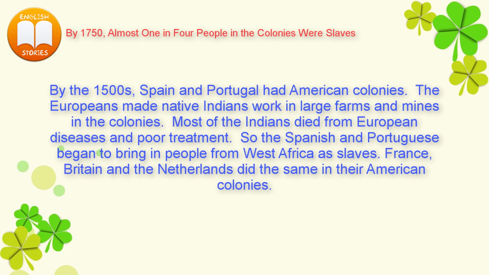By the 1500s, Spain and Portugal had American colonies. The Europeans made native Indians work in large farms and mines in the colonies. Most of the Indians died from European diseases and poor treatment. So the Spanish and Portuguese began to bring in people from West Africa as slaves. France, Britain, and the Netherlands did the same in their American colonies.